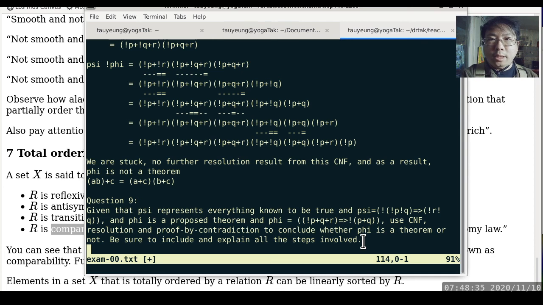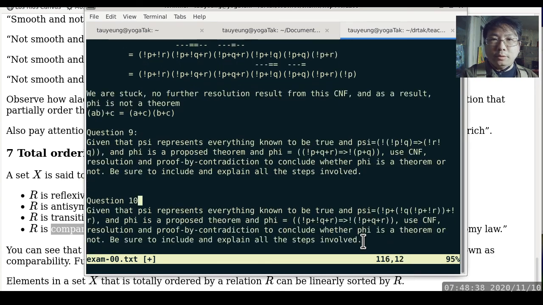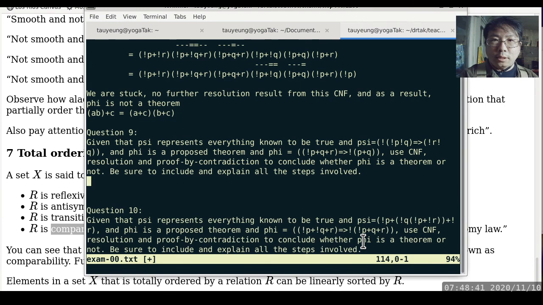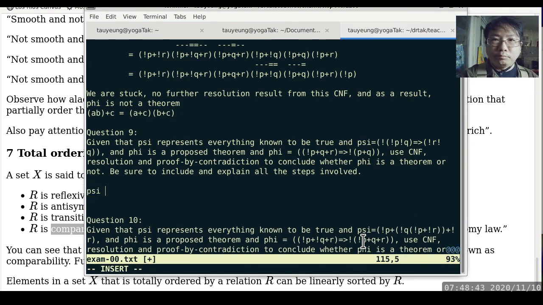Questions 9, 10, and 11 are kind of the same deal. So let's give question number 9 a try. We first repeat here what is psi, and obviously you can use copy and paste, or you can just retype the whole thing like what I'm doing right here. Not P, not Q implies not R, not Q. There we go. Some of the parentheses are definitely not needed, like the overall parentheses in this case.